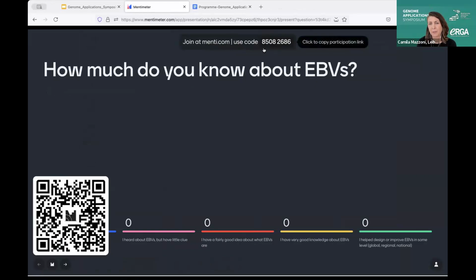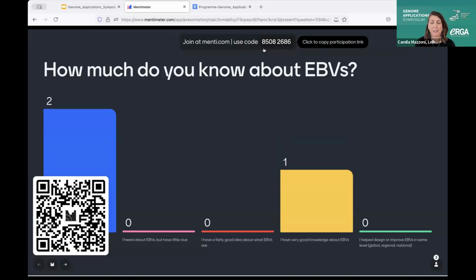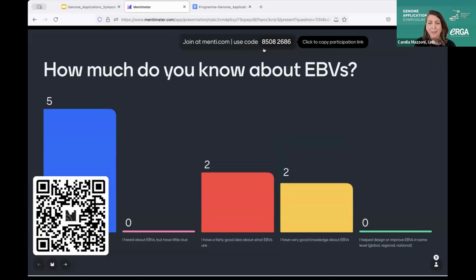If someone can put this code in the chat, I would appreciate it. And there you're going to answer whether you have good knowledge or have no idea. And this is all anonymous. So we're going to have an idea about our audience here today. How is this distribution?